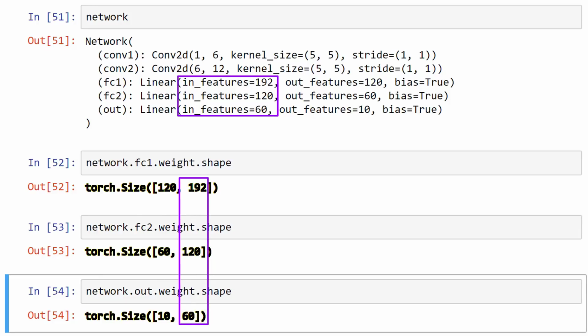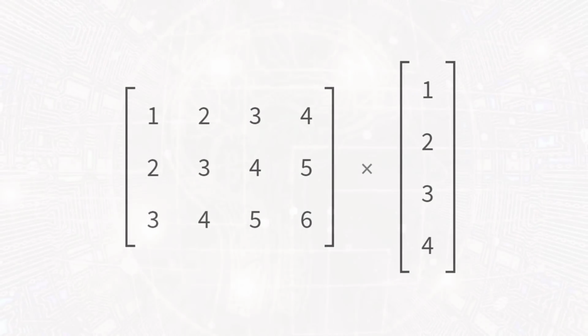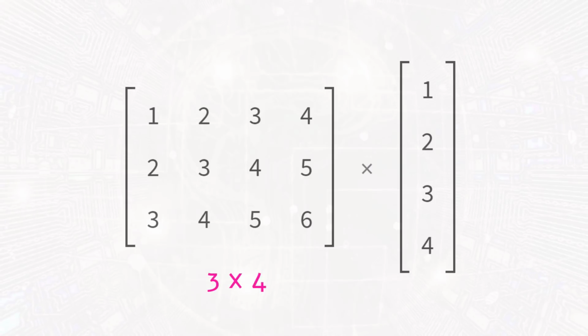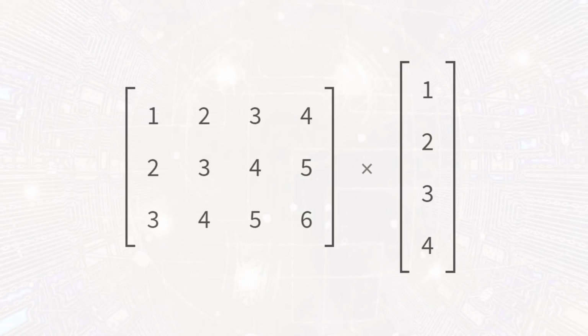This fact is due to how matrix multiplication is performed. Let's see this in action with a smaller example. Suppose we have two rank 2 tensors. The first has a shape of 3 by 4, and the second has a shape of 4 by 1. Since we are demonstrating something called matrix multiplication, we'll note that both of these rank 2 tensors are indeed matrices. With this setup, matrix multiplication works like this.